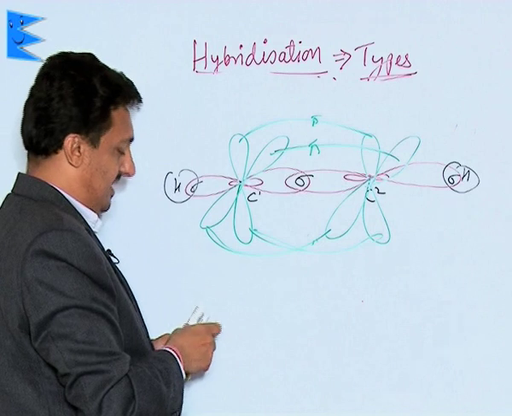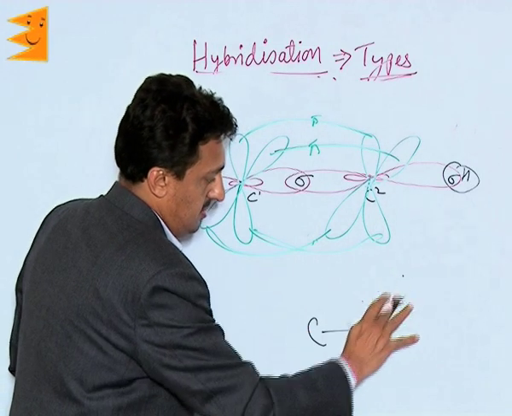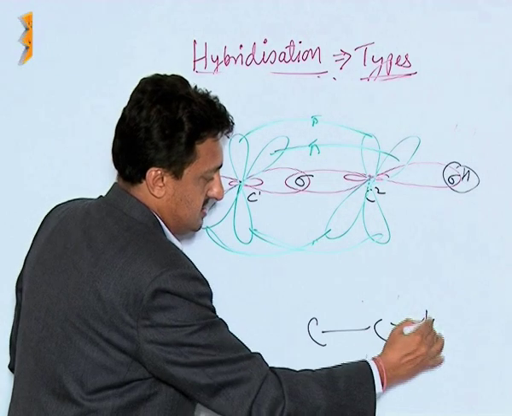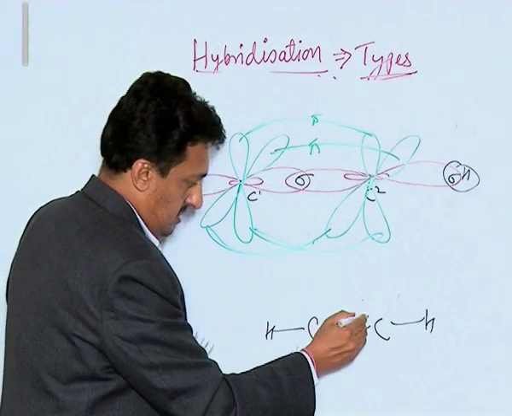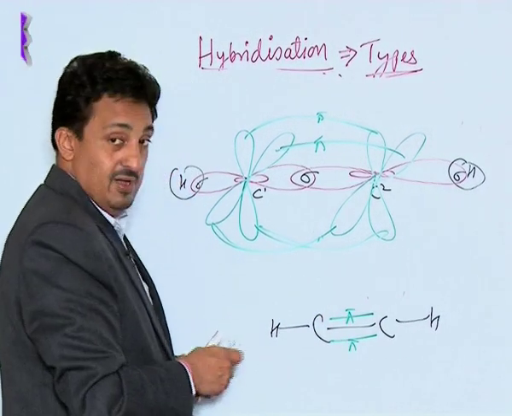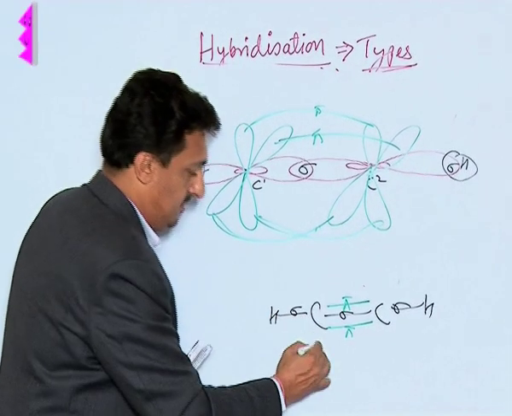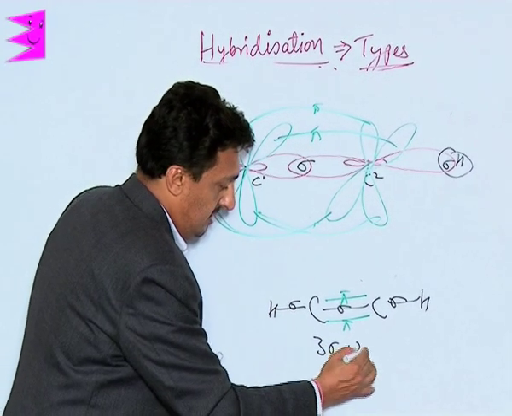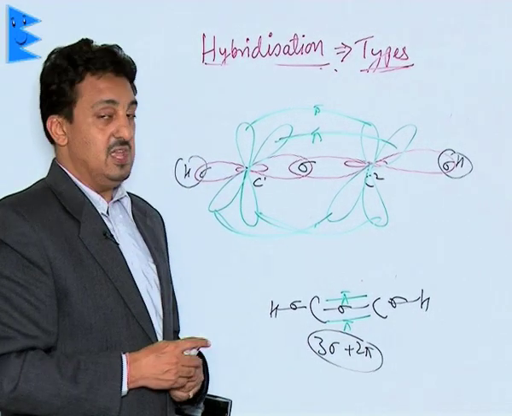So they are represented like this, like we write it like this. The green ones are your pi bonds. So 2 pi bonds, 1 sigma, 1 sigma, 1 sigma. So there are 3 sigma and 2 pi bonds. So this is what your ethyne molecule is.